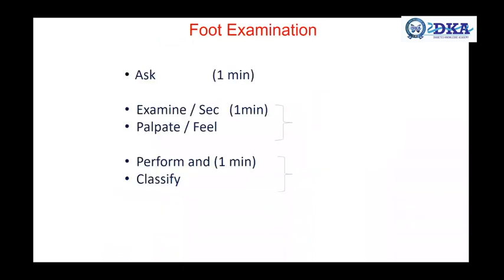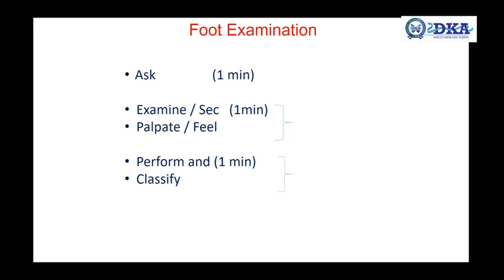What we have to do in 3 minutes is first ask questions about past history and any symptoms regarding neuropathy or vasculopathy, which can be covered within 1 minute, followed by examination, inspection and palpation, which also can be done within a minute, and then the vascular examination and classification of the diabetic foot ulcer depending upon the various classifications.